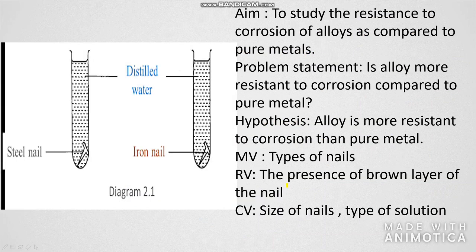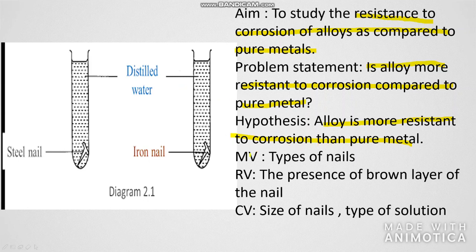Okay, next, the next experiment is to study the resistance to corrosion of alloy as compared to pure metal. The problem statement here is alloy more resistant to corrosion as compared to pure metal. Hypothesis, alloy is more resistant to corrosion than pure metal. So, saya dah ulang banyak kali, alloy dia stronger and harder as compared to pure metal, and at the same time, alloy is more resistant to corrosion than pure metal.